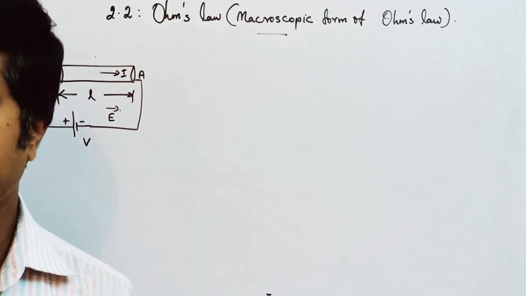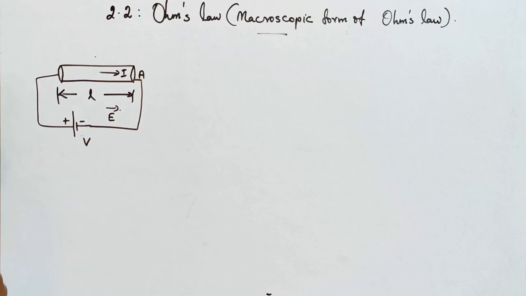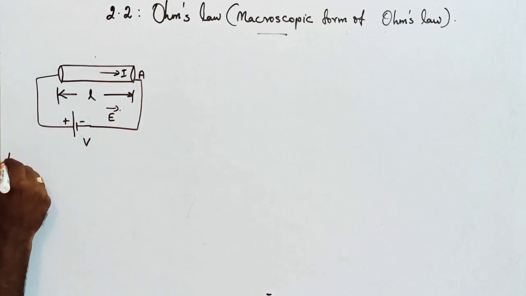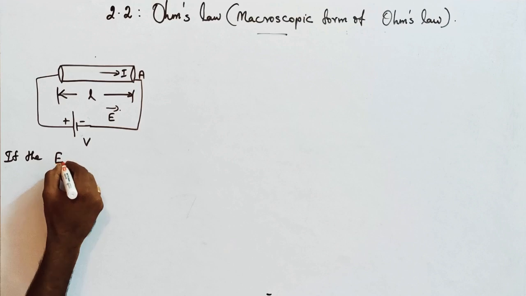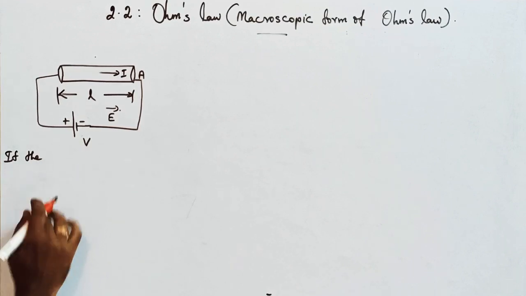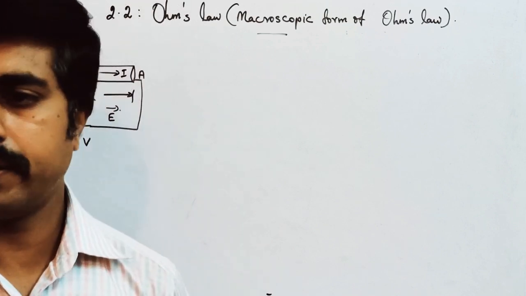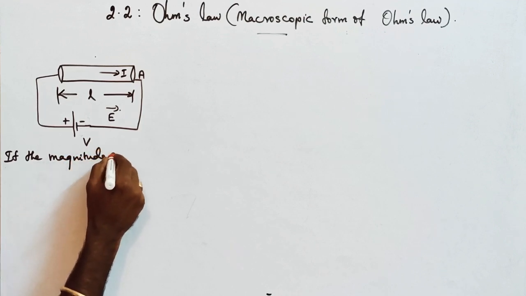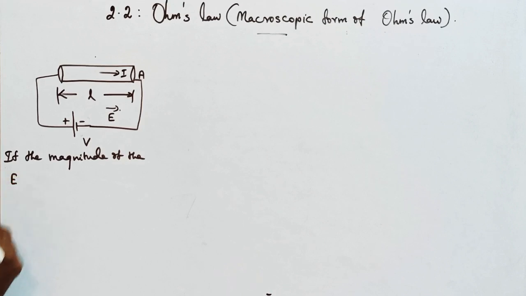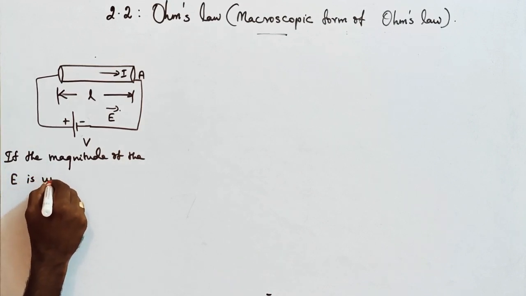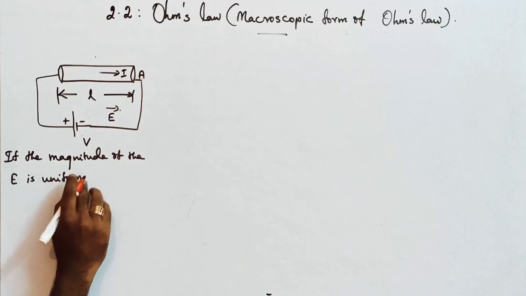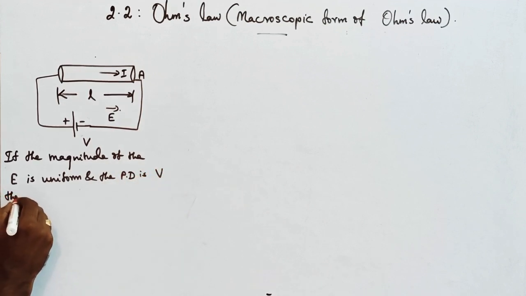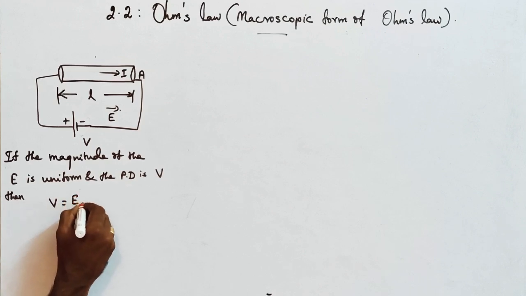We saw this in the last topic. Let us guess that the electric field set up is uniform. If the magnitude of the electric field, denoted by letter E, is uniform, and the potential difference is V, then the potential difference V is equal to E times the length. We are not using vector form here; we are taking only the magnitude.